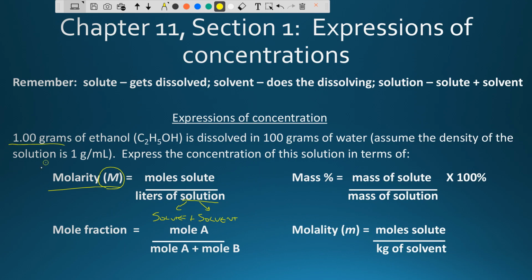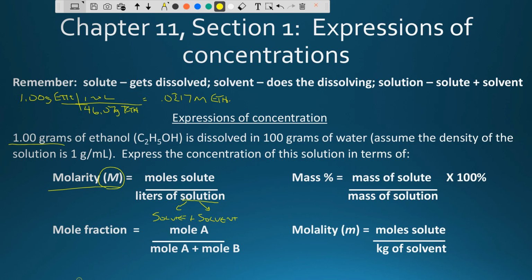But notice that I'm given grams of solute, and we need to convert that into moles of solute. So I convert my grams of ethanol into moles. I've already done the math on this one, so that's 46.07 grams of ethanol per mole. And so that will give me 0.0217 moles of ethanol.